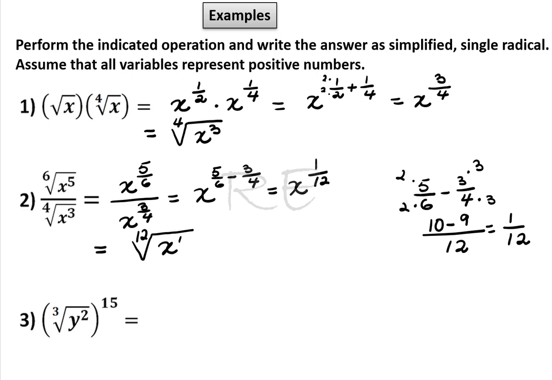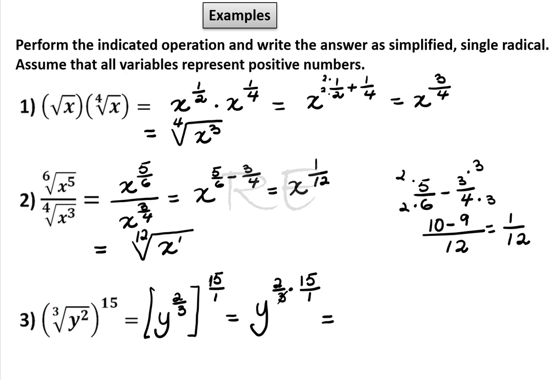Number 3 is really y to the 2/3 to the 15th. Now 15 is 15 over 1, so it's y to the 2/3 times 15 over 1. We're going to cross cancel, and 3 goes into itself once, into 15 5 times. So it's 2 over 1 times 5 over 1, which is 10. The answer is y to the 10.